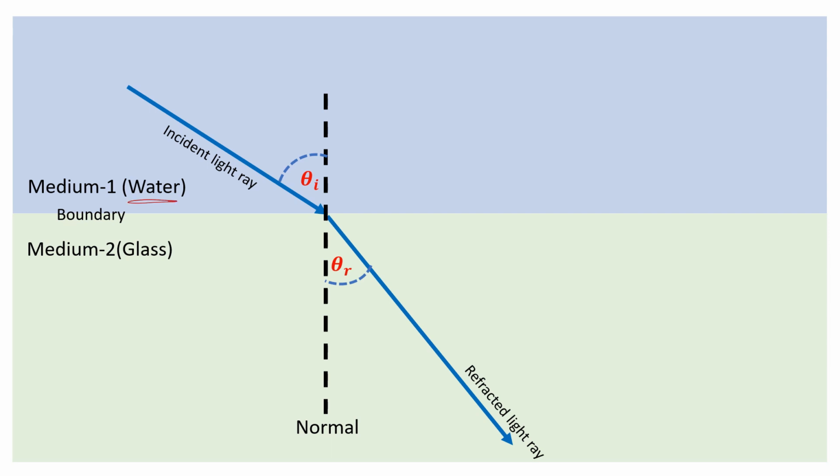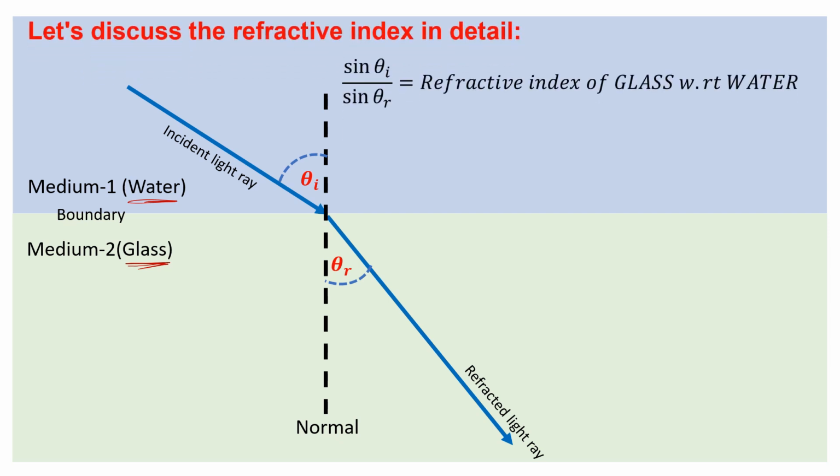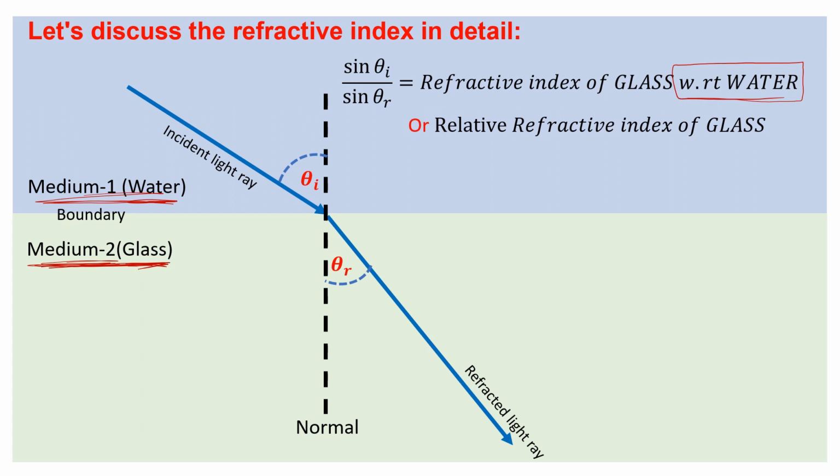Now, one more example here. This time the water and glass. Refraction is taking place. Let's calculate sin theta I by sin theta r. What we get is the refractive index of the medium 2, that is the glass, with respect to medium 1, that is the water. This time this is not with respect to air or with respect to vacuum, so we should not use the word absolute. We can use the word relative. This is called the relative refractive index of the glass. Otherwise, the first word is the best one.